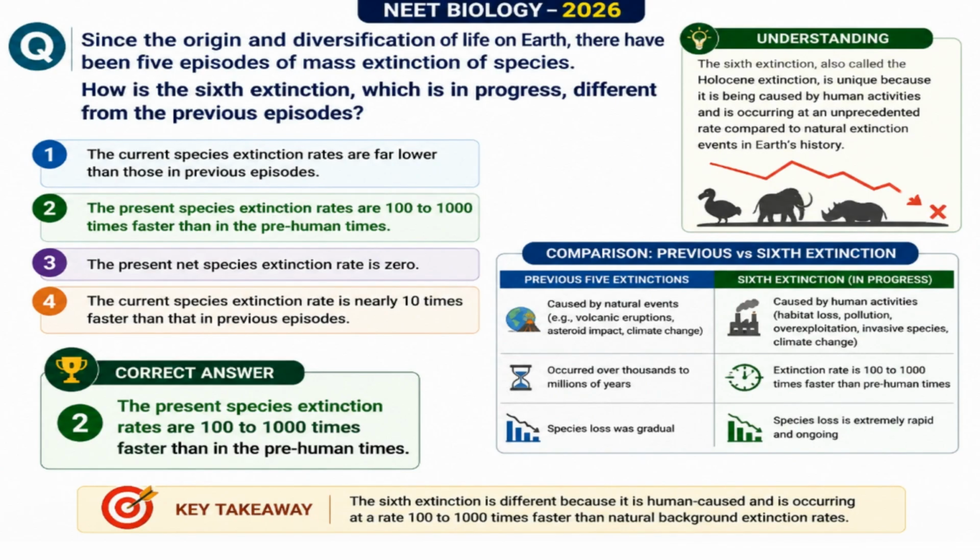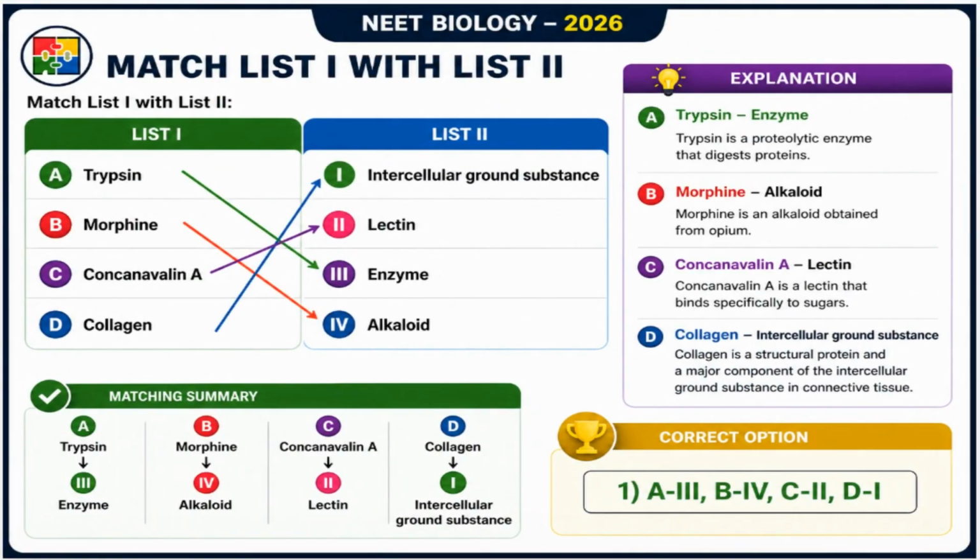The sixth mass extinction, or Holocene extinction, differs from previous episodes because it is human-caused and occurring at an unprecedented rate. The present species extinction rates are 100 to 1,000 times faster than natural background rates, making option 2 the correct answer.